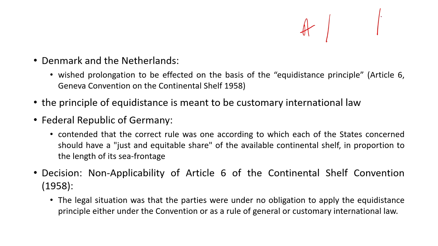If the states are situated opposite to each other, then there is no problem for state A and state B to divide it equally. But if the states are adjacent to each other, or if the states are opposite to each other but a particular state has a distorted geographical condition, a distorted boundary line or coastline, with rocky structures, with juts and fjords, in such situations, what do we do? Then we see that the United Nations Convention on the Law of the Sea gives an option for application of the equidistance principle, but states can also on their own negotiate and go for proportional distribution of the continental shelf.